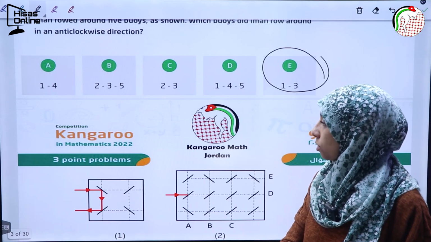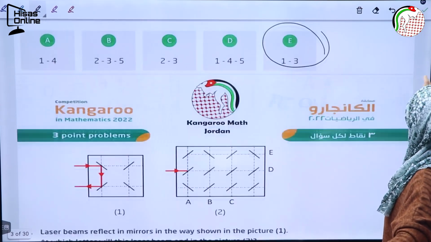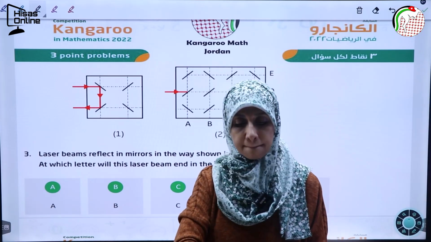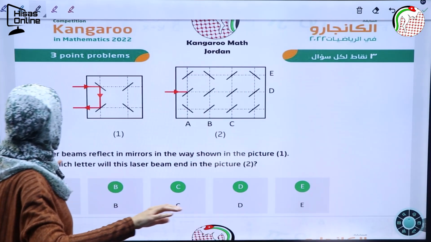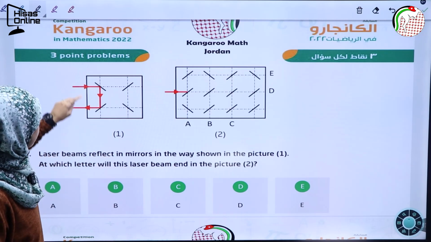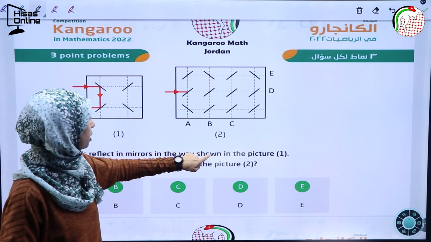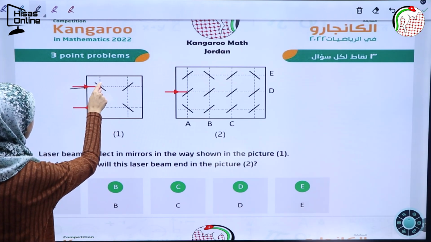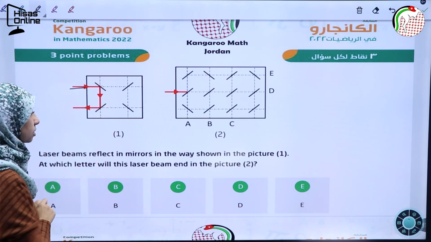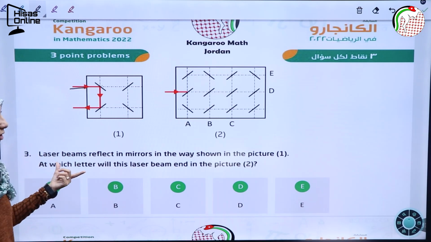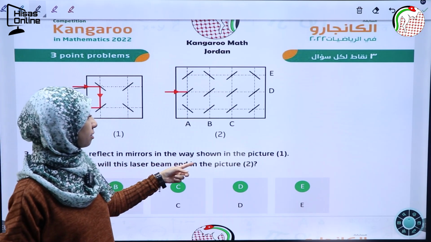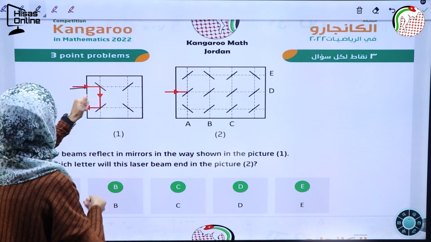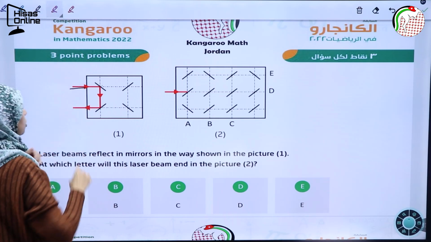Question number 3. Laser beams reflect in mirrors in the way shown in picture 1. So, this side, then this side, then this direction. Now, at which letter will this laser beam end in picture 2? So let's move on picture 2 as they showed us on picture 1 here.